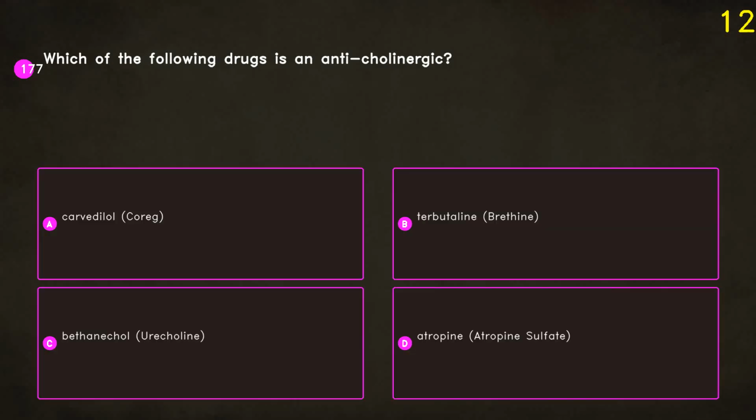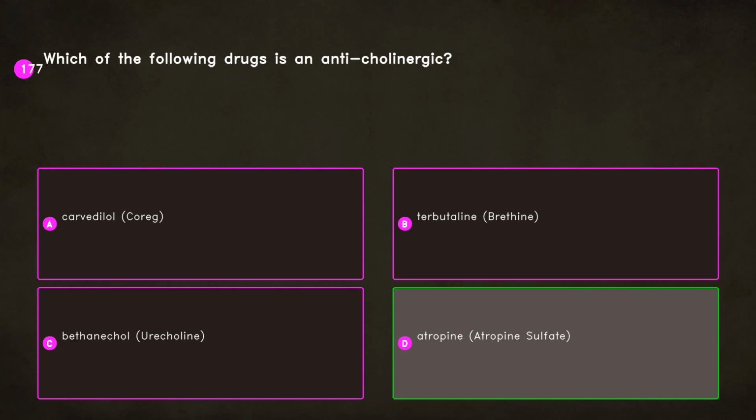Question 177. Which of the following drugs is an anticholinergic? A. Carvedilol, Coreg, B. Terbutaline, Brethine, C. Bethanechol, Urecholine, D. Atropine, atropine sulfate. The correct answer is atropine, atropine sulfate.